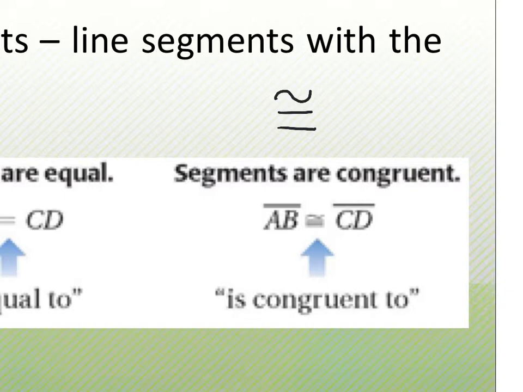So when I say that line segment AB is congruent to line segment CD, what I mean is we have two line segments that are exactly the same size. If one's 4 inches, the other one's 4 inches too.